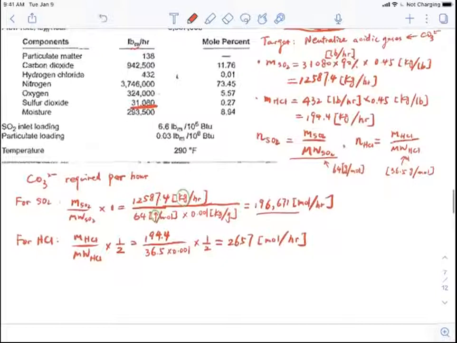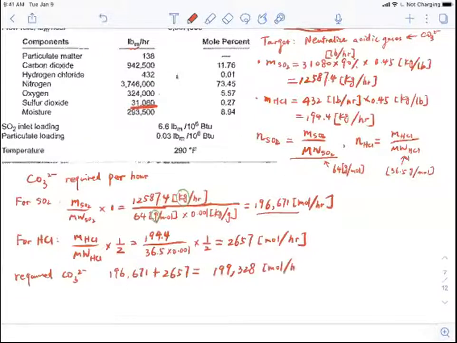Then we can find out the required carbonate ions. That is going to be 196,671 plus 2657, which is 199,328 moles per hour. So this is the required carbonate ions.